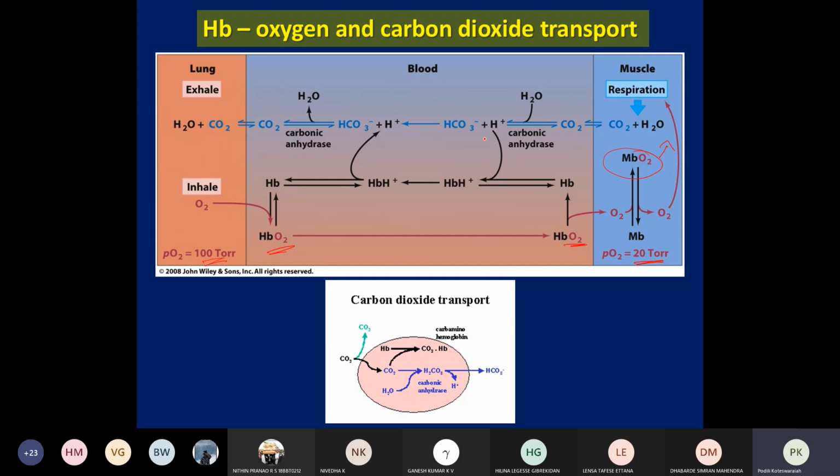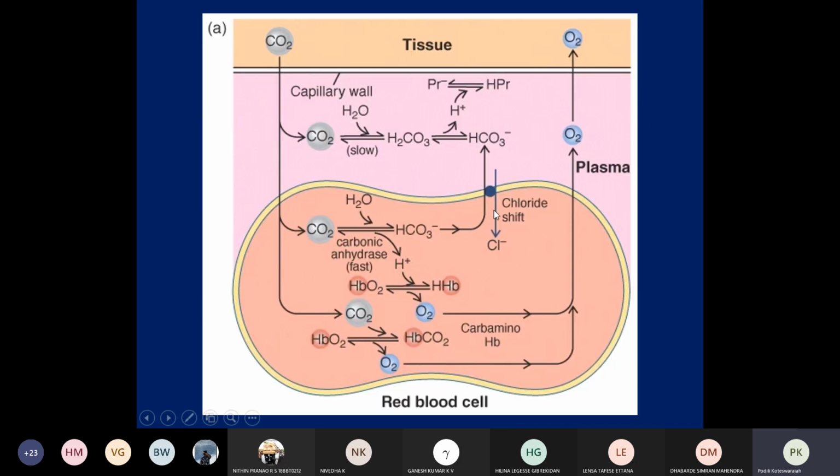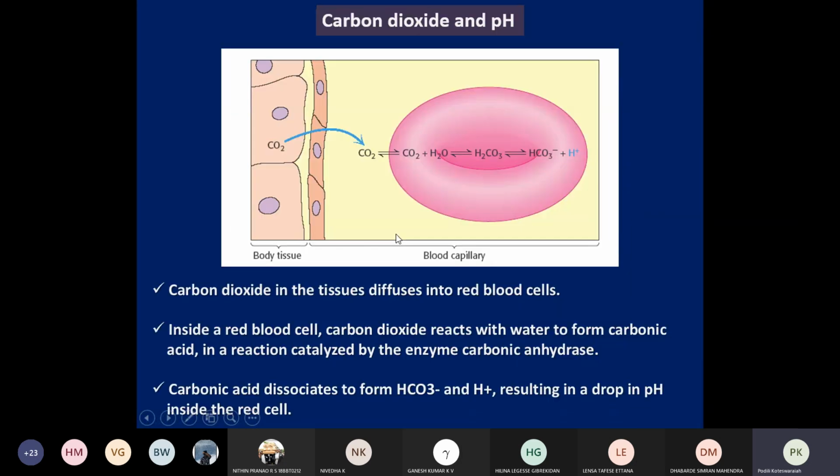So now we need to understand from where these protons are derived. The rapidly metabolizing tissues produce carbon dioxide in aerobic metabolism, and this carbon dioxide moves into the circulation and enters the red blood cell, where it is converted into carbonic acid. This carbonic acid further dissociates into bicarbonate as well as H plus, and this reaction is catalyzed by carbonic anhydrase.